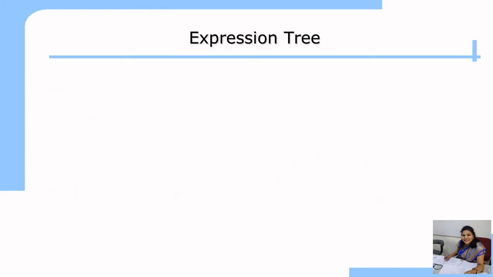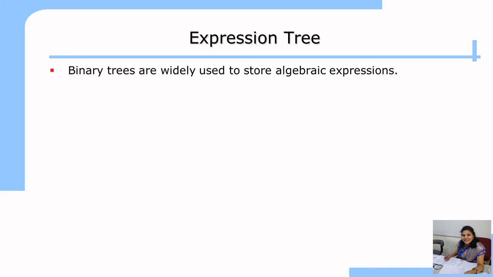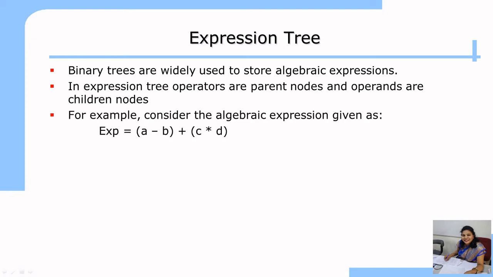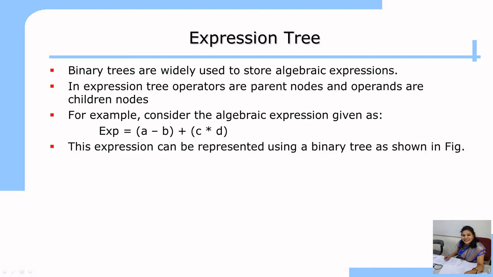The next is the application of tree. So the expression tree is an application of tree. Trees are used to express mathematical expressions. See, in an expression tree, operators are the parent nodes, whereas operands are the child nodes. So, for example, take this expression: A minus B plus C into D. So what will be the root? Root will be the plus. So this expression can be represented using a binary tree as shown in the figure.